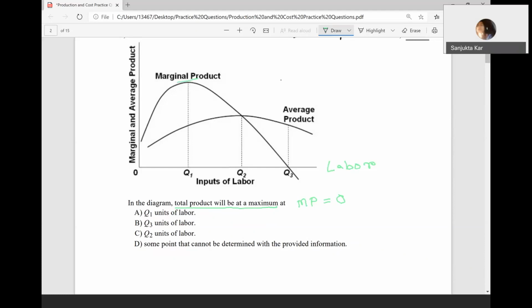And the average product is cutting the marginal product when average product is at its maximum point. So the total product will be maximum at Q3 units of labor. Okay.